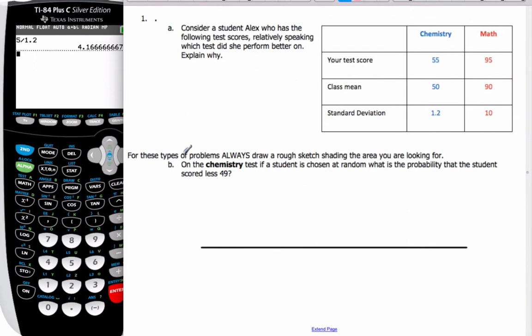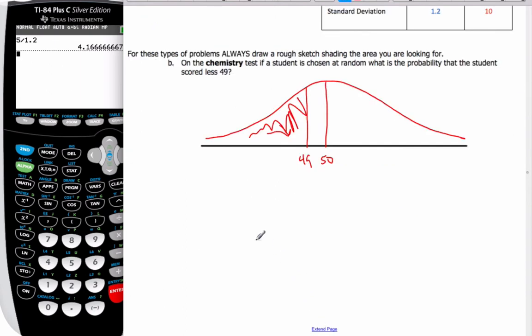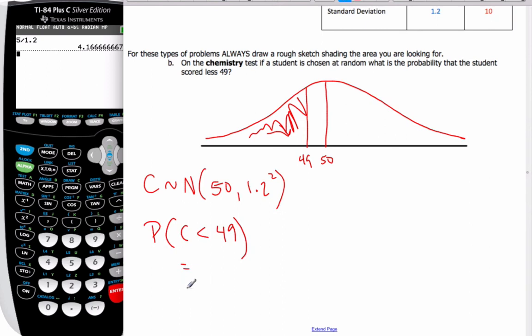Okay, so let's try part B now. On the chemistry test, if a student is chosen at random, what is the probability that the student scored 49 or less? Well, here's my normal curve. I know the mean is 50, and this student scored 49, so I'm looking for this area here. I'm going to introduce my random variable, C, which is normal with a mean of 50 and variance 1.2 squared, and I'm looking for the probability that C is less than 49.